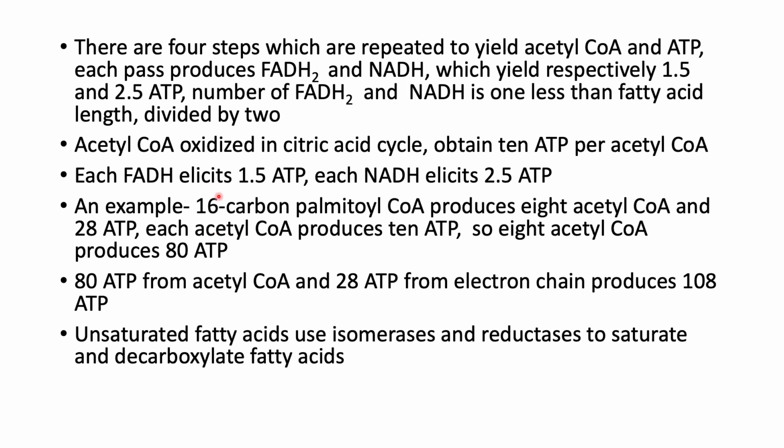So for the 16 carbons, you can do the mathematics from this point and determine, using these numbers, how many ATPs are going to be generated per any even length of carbon chain. So 80 ATPs from acetyl-CoA, 28 from the electron transport chain, you get 108 ATPs. And unsaturated fatty acids use isomerases and reductases to ultimately saturate and decarboxylate fatty acids. So you can use unsaturated fatty acids to get this formulation.